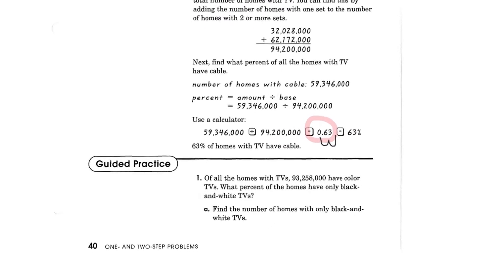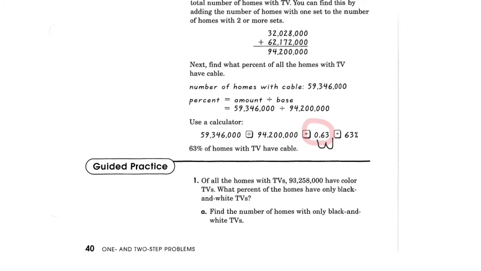Now, below there it says, of all the homes with TV, 93,258,000 have color television sets. What percent of homes have only black and white televisions?